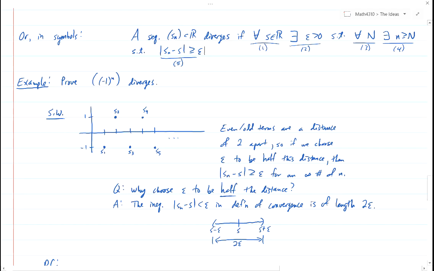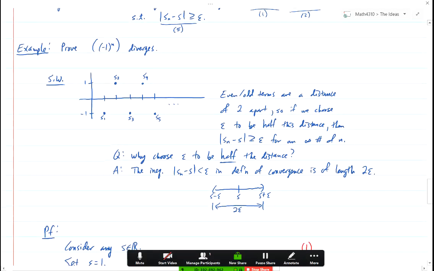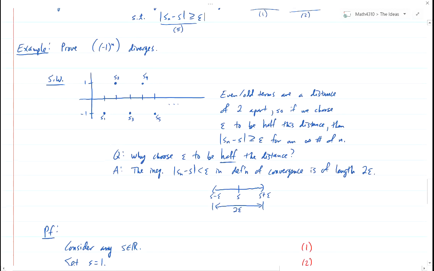Let's just get into this without thinking about subsequences, but thinking about the behavior of the sequence as even and odd terms. They are a distance of 2 apart. If we choose epsilon to be half this distance, then the absolute value of Sn minus S is going to be greater than or equal to epsilon for an infinite number of n. In other words, an infinite number of terms will be greater than or equal to 1, epsilon being half of 2, 1, no matter what value of S I pick.